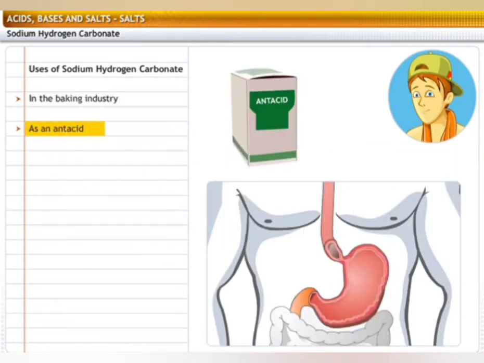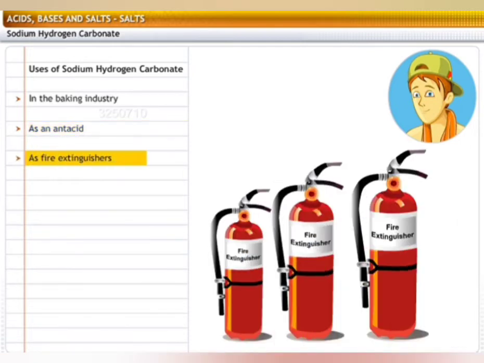It is also used as an antacid because, being alkaline, it helps to neutralize the acid of the stomach. Apart from that, it is even used in soda acid fire extinguishers, which we usually come across, those in the multi-storied malls. That's right.